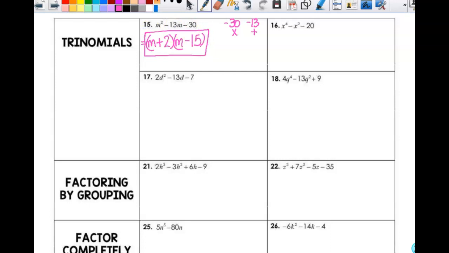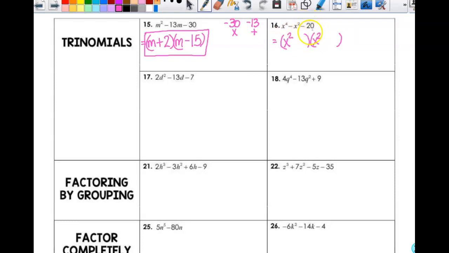When we look at 16, then it's actually a quartic. It's not a quadratic, but it's set up like a quadratic. So that means I can factor it like a quadratic. This is x to the 4th, but this exponent is half of that one, so I can still pretty much do the same thing. I know that I'm going to have two binomials. They're going to have to be x squared and x squared.